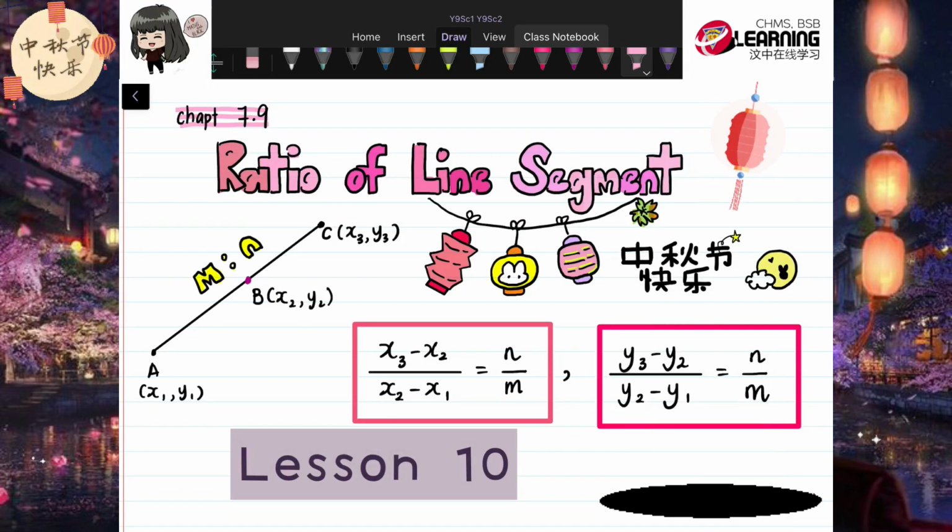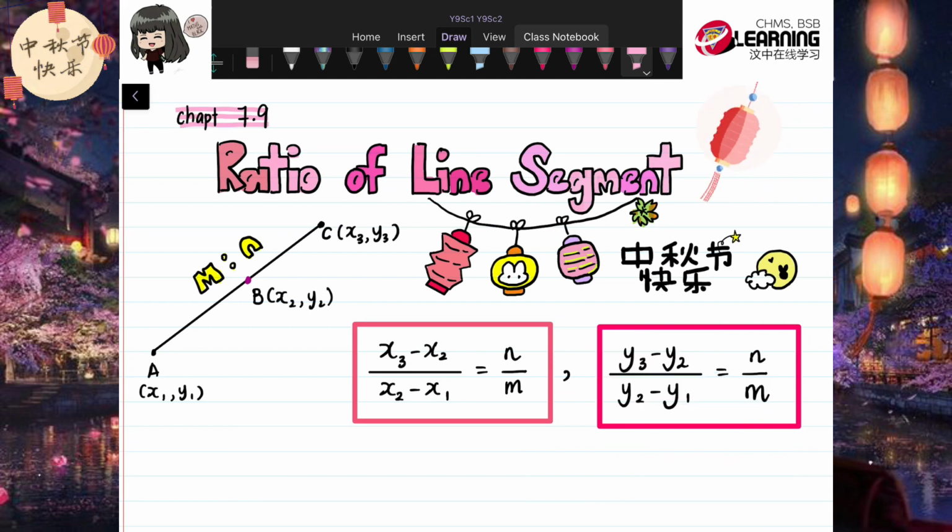So today is our lesson 10, which we're going to cover chapter 7.9, which is not in your textbook. It's an additional subtopic, which is ratio of line segment. Before that, let's discuss our previous lesson's homework first.